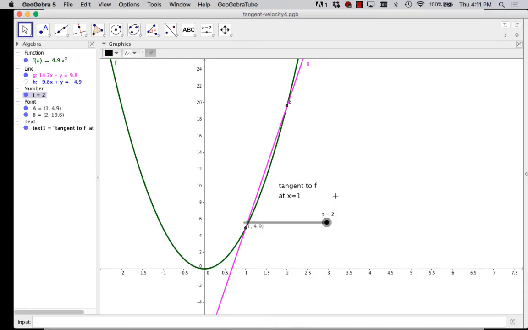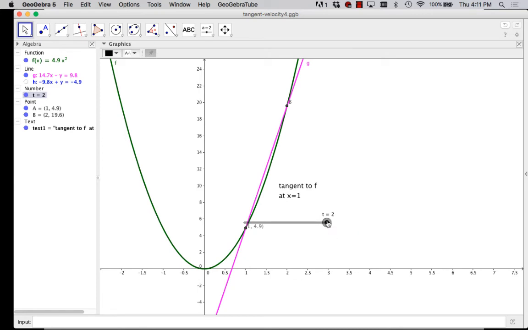So let's take another look at this with a little help from GeoGebra. What you see here in green is the function f of x equals 4.9x squared. And the line here in pink is the secant line to the function at t equals 1. What this secant line represents is the average velocity of our object over the interval from time equals 1 second to time equals 2 seconds.